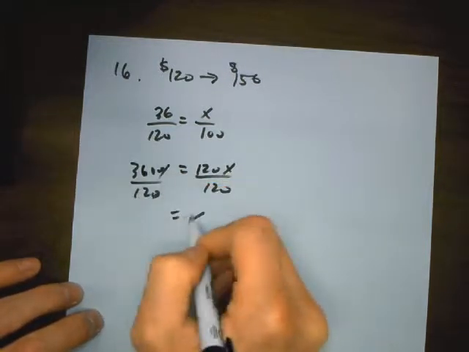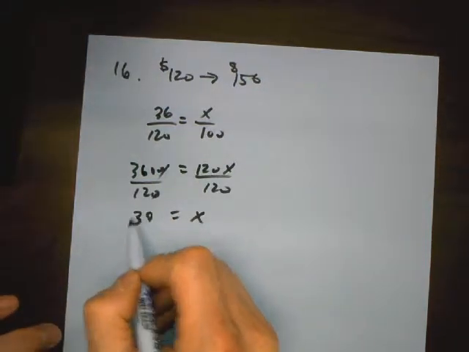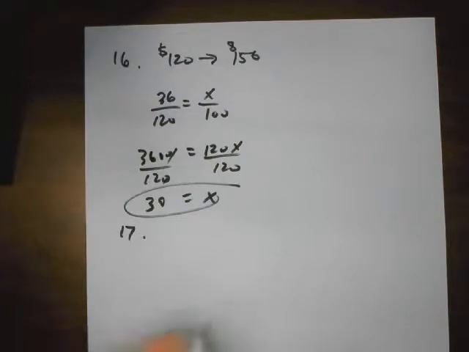Okay, see those zeros, hit those. X goes into that, what's that, 30 times? Yep, 30 times. Number 17. So it's a 30% increase.